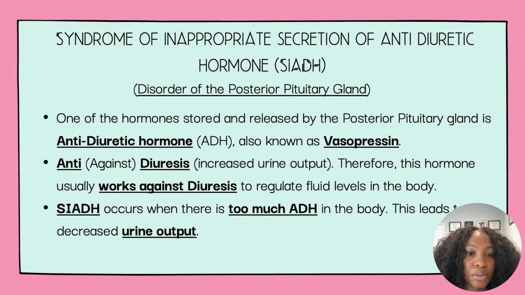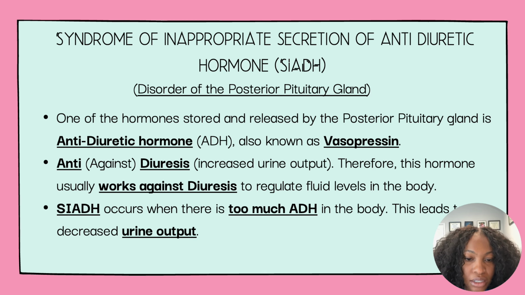So today we're going to be discussing syndrome of inappropriate secretion of antidiuretic hormone, SIADH. A good way that I remember it is syndrome of increased secretion of antidiuretic hormone, because that helps you to remember it a little bit easier. Now, as you know, this is a disorder of the posterior pituitary gland. One of the hormones that's stored and released by the posterior pituitary gland is antidiuretic hormone, also known as vasopressin. We discussed this previously.